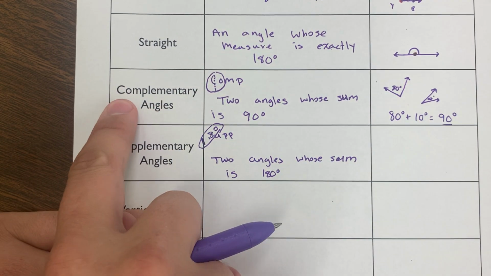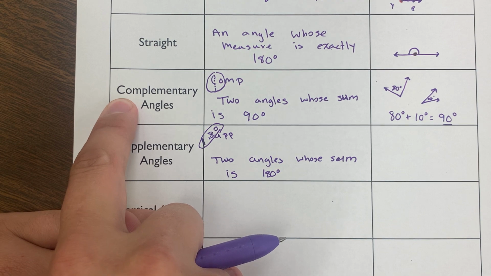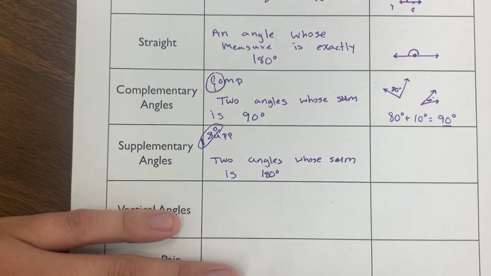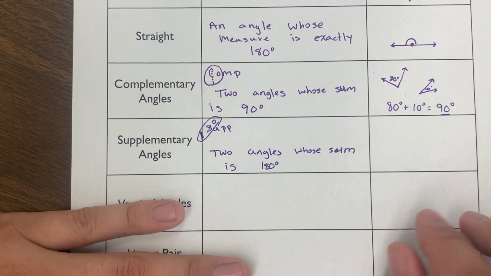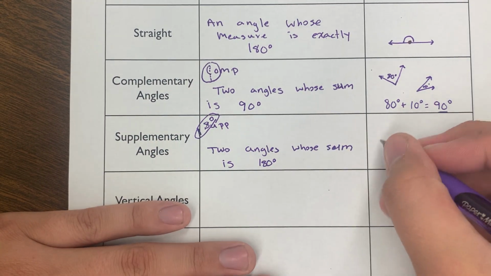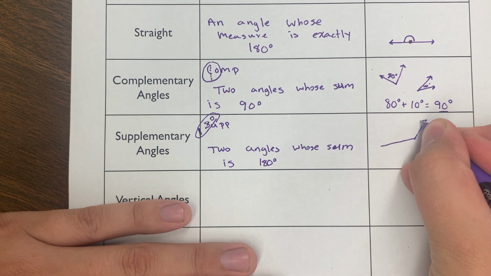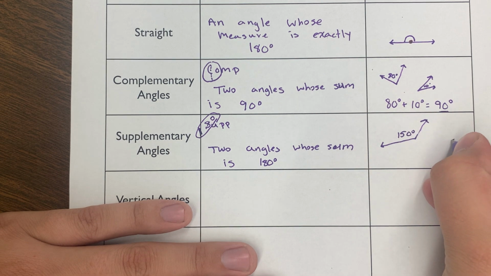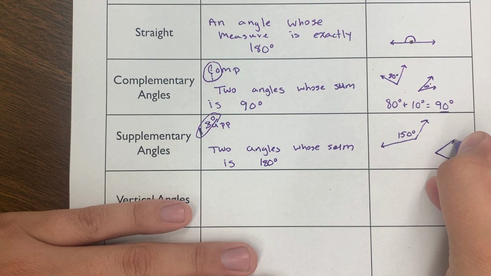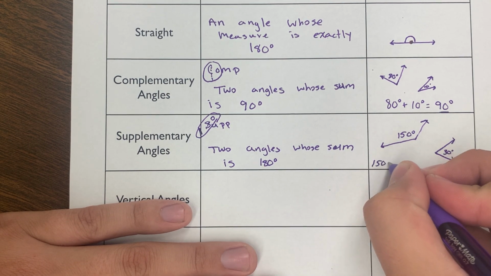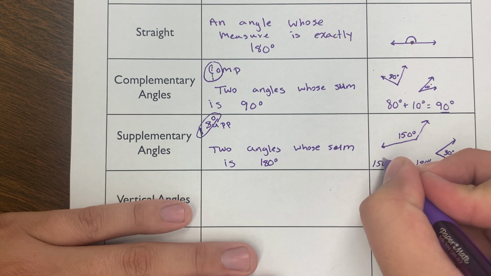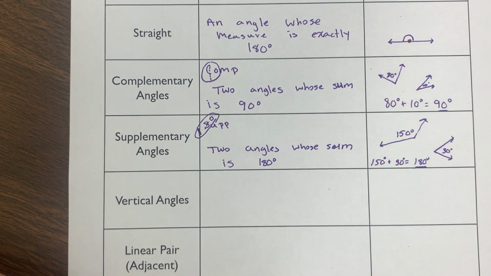The other way you can remember too is complementary comes first alphabetically before supplementary, meaning 90 comes before 180. So complementary and 90 both come first, so they go together. Supplementary and 180 come second, so they go together. And if I draw my picture over here, we're gonna draw an obtuse angle. Let's say this one is 150 degrees, and I have this little acute angle here. Well, this acute angle has to be 30 degrees. And if I add 150 and 30 together, I get 180 degrees. So I know this would be a pair of supplementary angles.